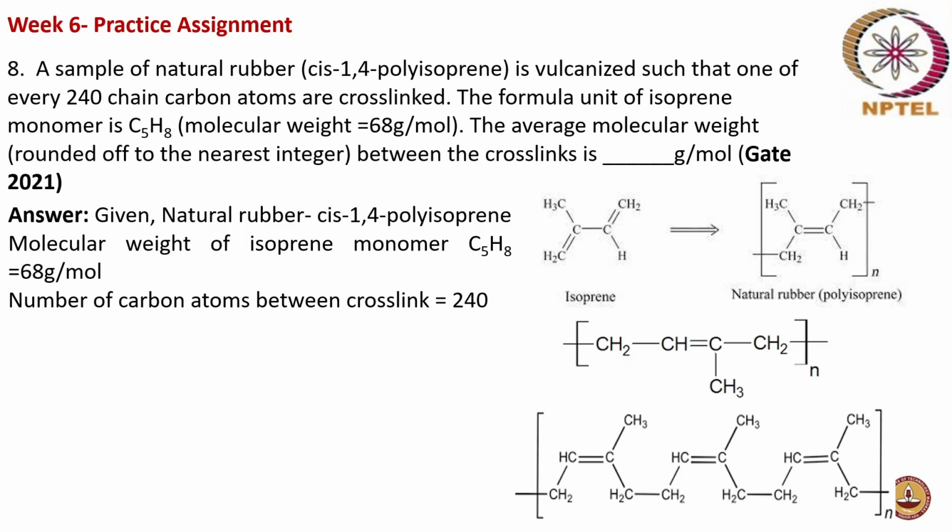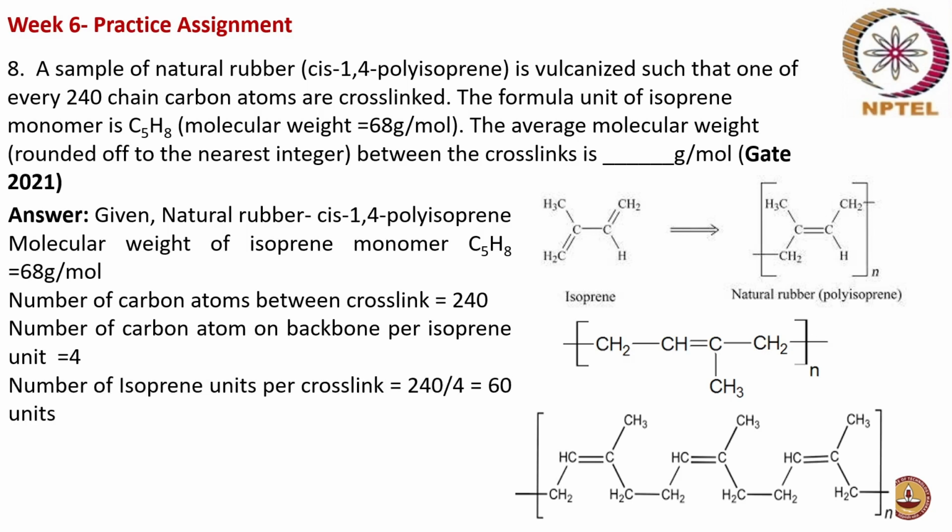Okay, this gets polymerized. So what happens now? They have given 240 carbon atoms, and the number of carbon atoms on the backbone per isoprene unit is 4. So from this, how many isoprene units are present between two crosslinks can be identified, correct? How do you identify that? 240 divided by 4. Yes, perfect. So the number of isoprene units per crosslink is 240 by 4, which is 60 units.